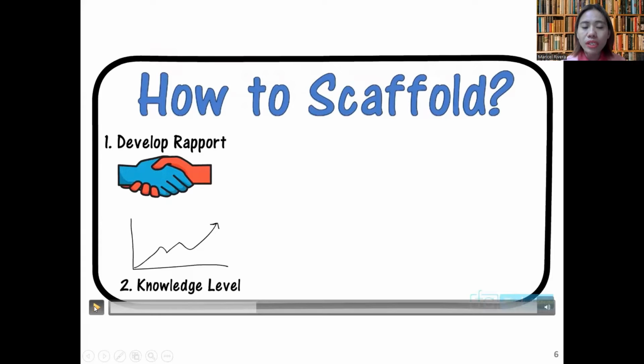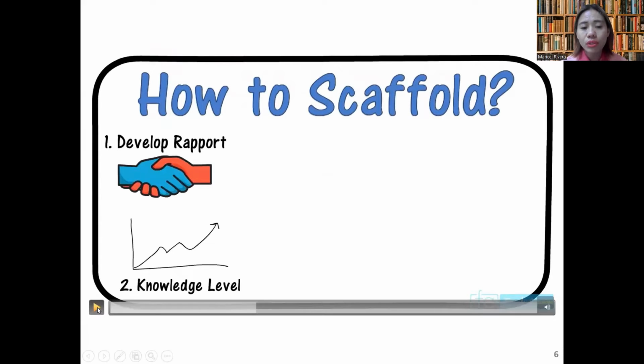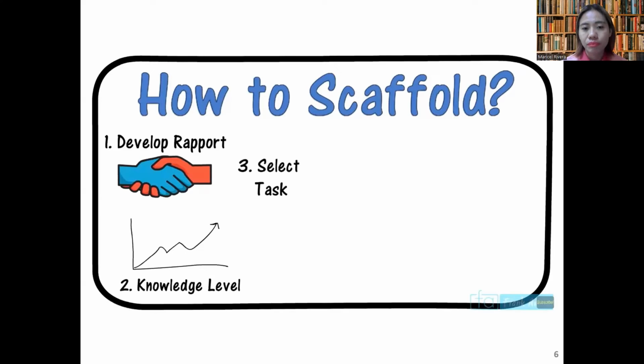Okay, we develop rapport or a good relationship with our students, and at the same time, we look into the knowledge level. Then, select a task for the student that aligns with curriculum standards and the teacher's lesson planning objectives.